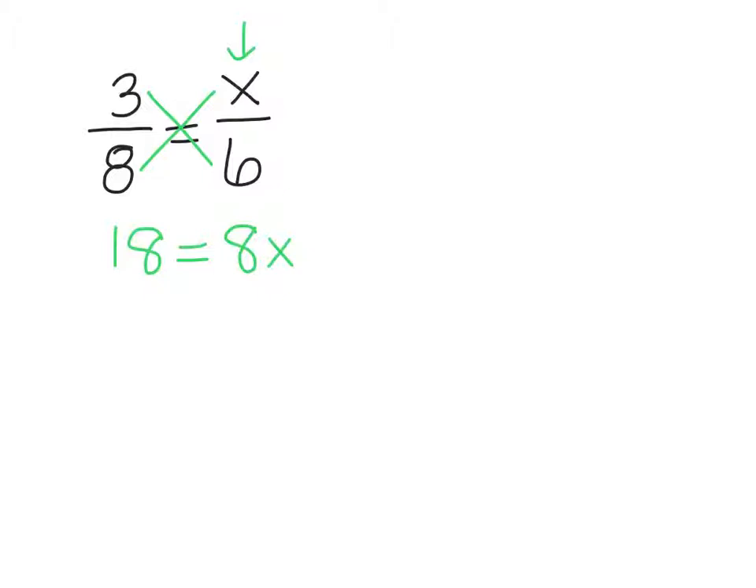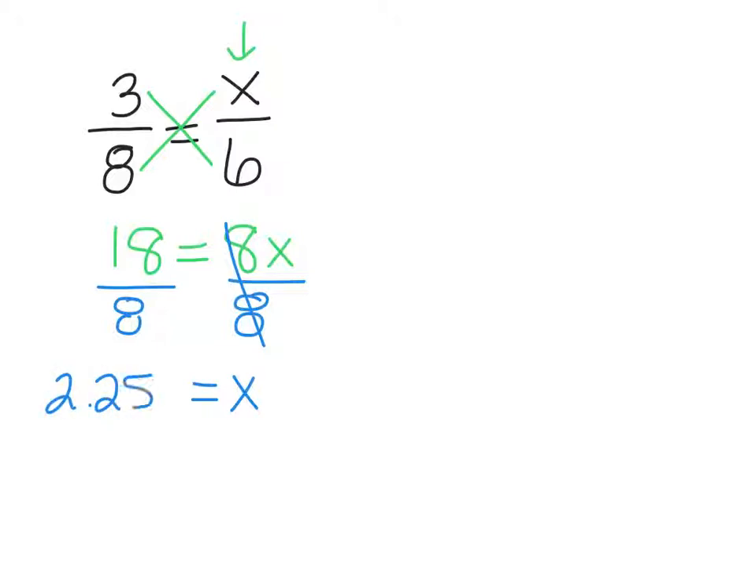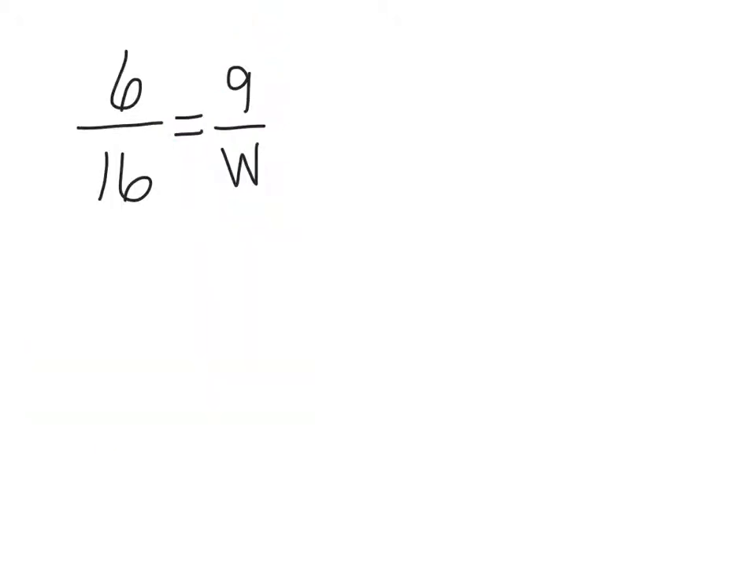And we can do that by dividing both sides by the coefficient, which is 8. These cancel, and x equals 18 divided by 8, and we get 2.25. So the answer is x equals 2.25. Take a look at another example.